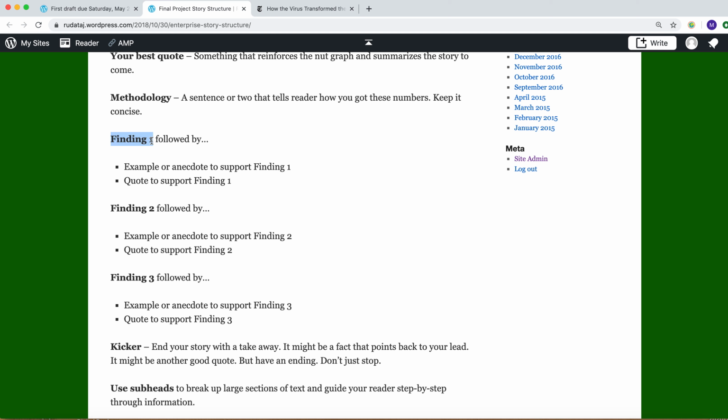Here's my finding one, and then you're explaining it a little bit. If you have a quote, anecdotes, or visualization, use that to support your finding. Then you go into finding number two and do the same thing.